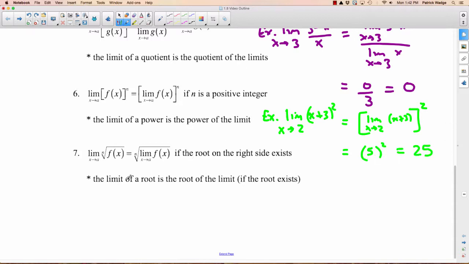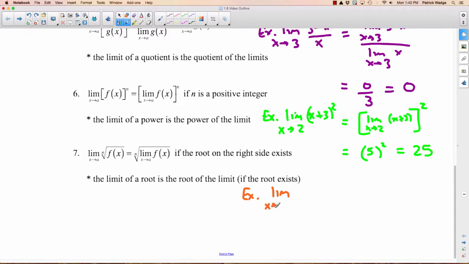And the last one, the limit of a root is the root of the limit, if the root exists. So this is saying that the limit of the nth root of f of x as x approaches a is equal to the nth root of the limit of f of x as x approaches a. It's getting a little bit complicated, isn't it? But the property itself isn't all that complicated. So an example will make it clear to you.